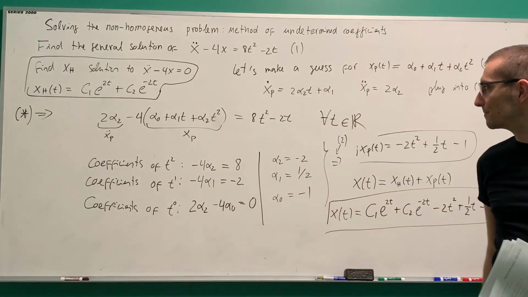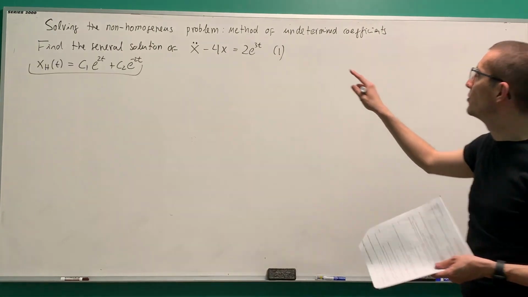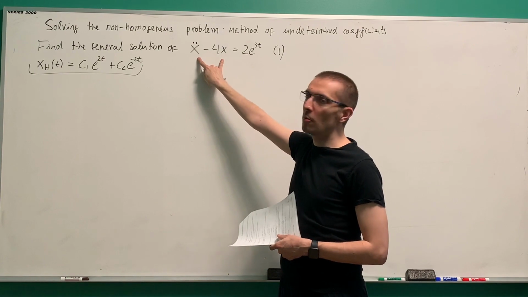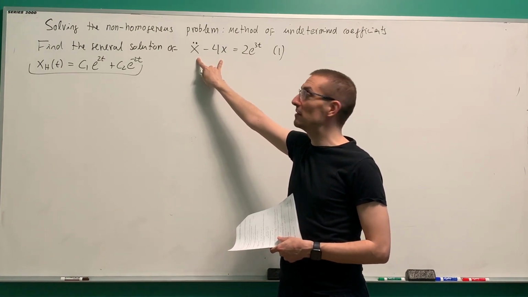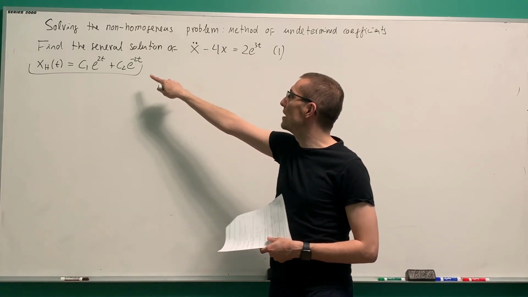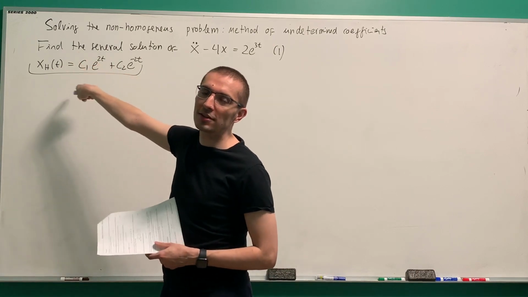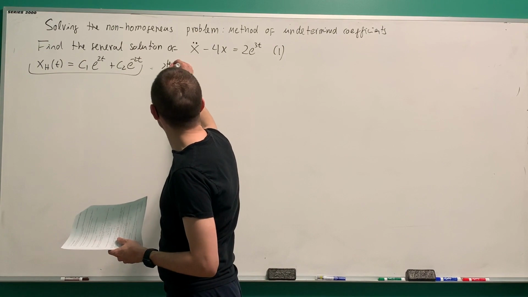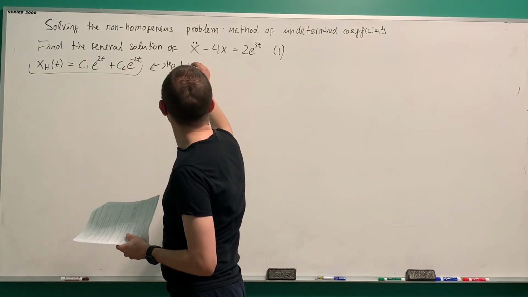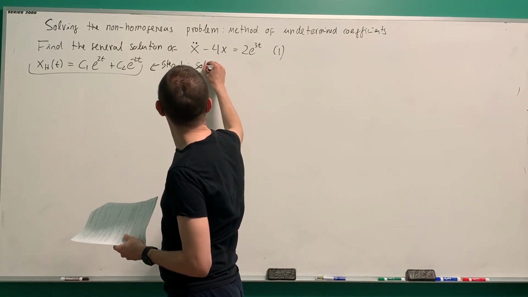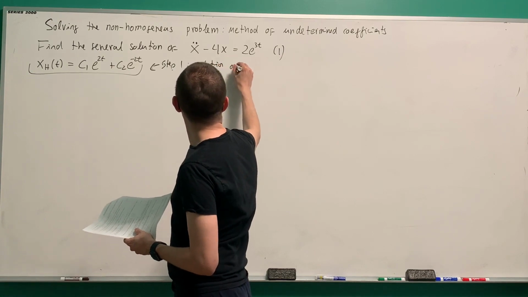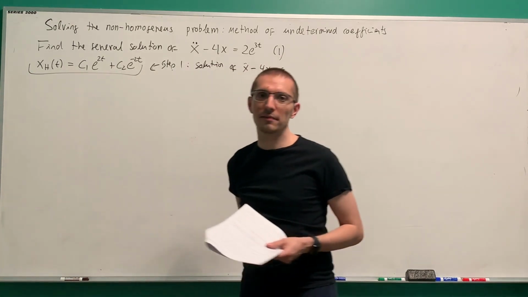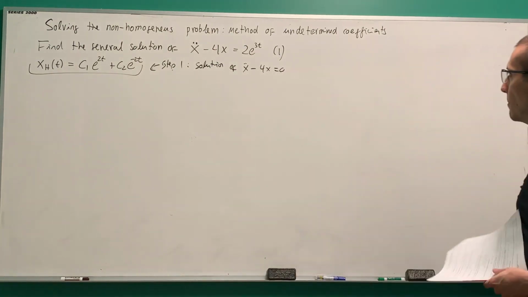Let's do more examples. Erasing board. All right, we have to find the general solution of this equation. Now, the homogeneous part is exactly the same as before. So step 1, find the solution to the homogeneous problem. We've already done it in the previous exercise. So we have the homogeneous solution. This is step 1: solution of x dot dot minus 4x equals 0. We have it already, it's that one. We did it in the previous example.